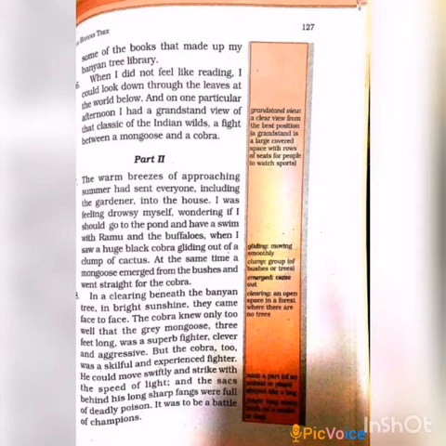He said that when he felt upset or did not feel like reading, he looked through the leaves at the wall below. On one particular afternoon, he saw a grand view of the classic Indian wilds. We see on the first page the fight between the mongoose and the cobra. This is an important turning point of the story. That is what the author shares in part 2.